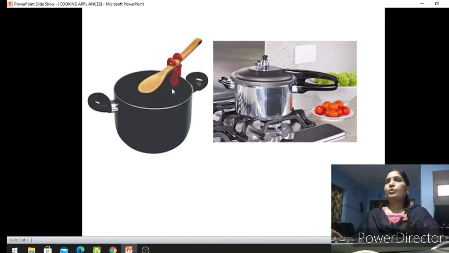More than stainless steel and non-stick cookware, people prefer non-stick cookware utensils. When compared with stainless steel and glass, people prefer stainless steel utensils for cooking. The only reason is that stainless steel gets heat very quickly and passes that heat to the food which is cooked in that vessel. So this is a pot and this one is a pressure cooker. We are using these two as utensils in our kitchen.